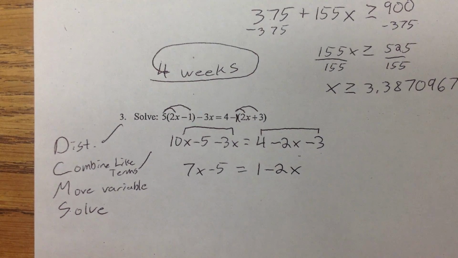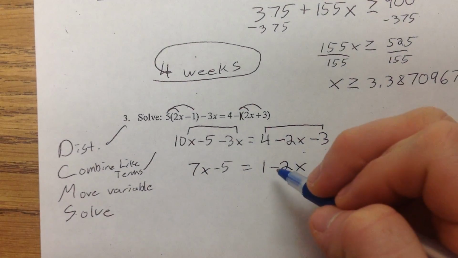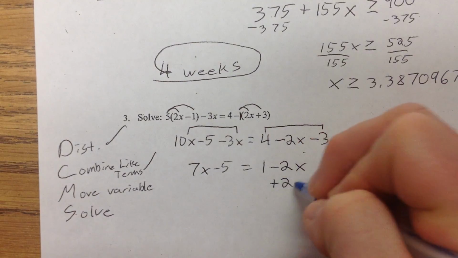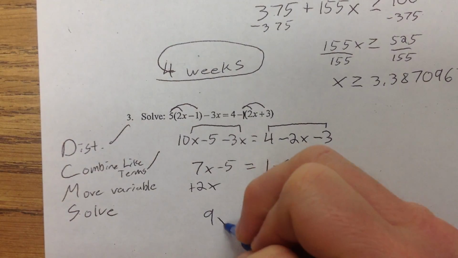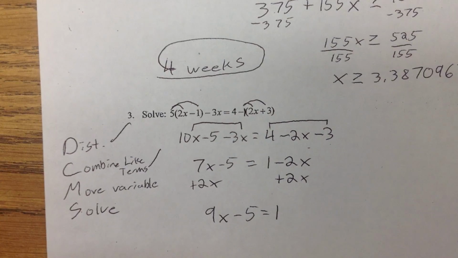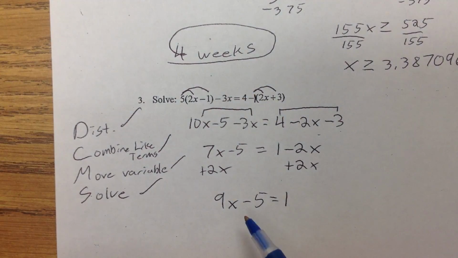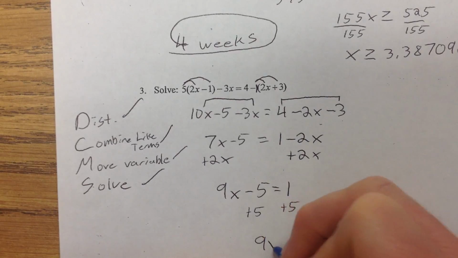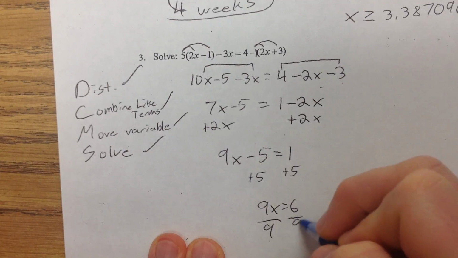Now we have to move the variable. We have x's on both sides. We need them to be on the same side. So we usually move the smaller one. It means we'll have fewer negatives to deal with. So the opposite of minus 2x is plus 2x. So that's going to give us 9x minus 5 equals 1. And now we're ready to solve because it's just a two-step equation. All right, add 5 to both sides. 9x equals 6.